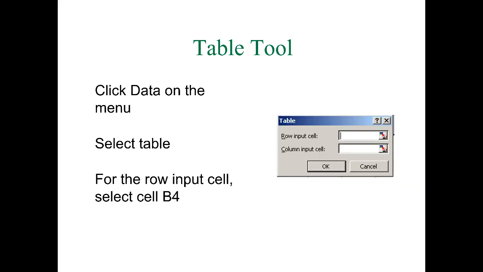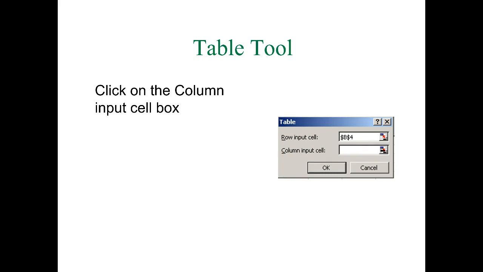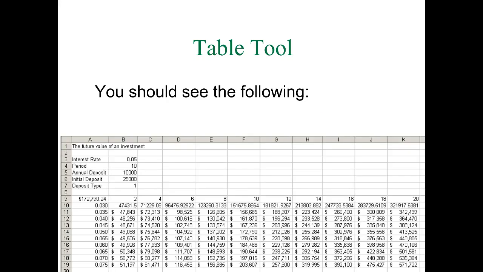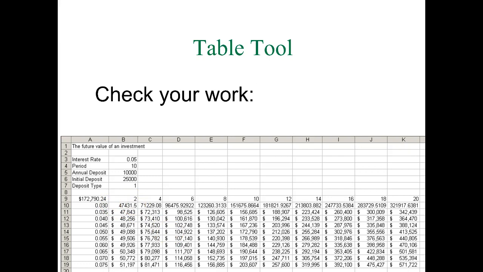Now, in the row input cell box right here, I want you to select cell B4, because that is the values we're going to be putting in the row, and in a column, B3. Then click OK. And look at that. All of the values have been filled in with only one formula. And you could check your work here.